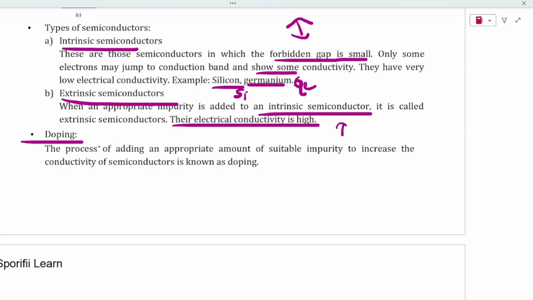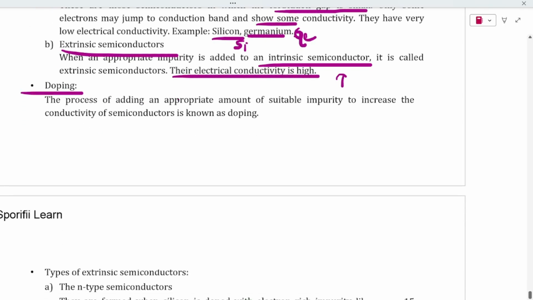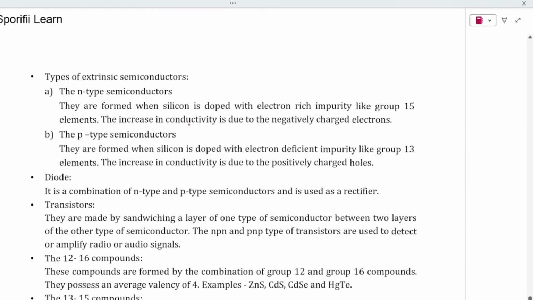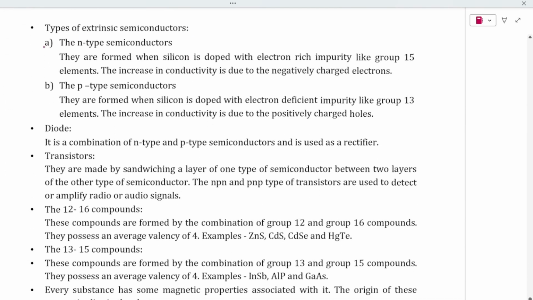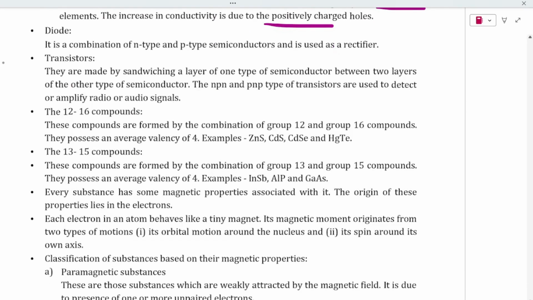If you come to the doping concept, it is the process of adding an appropriate amount of suitable impurity to increase the conductivity of a semiconductor. Here also there are two types, N and P type. The name itself suggests N means negative, P means positive. The N type is for group 15 elements, and the P type is for group 13, negatively and positively charged. And a diode is a combination of N type and P type. It is used as a rectifier.